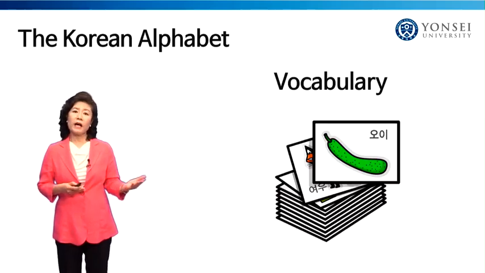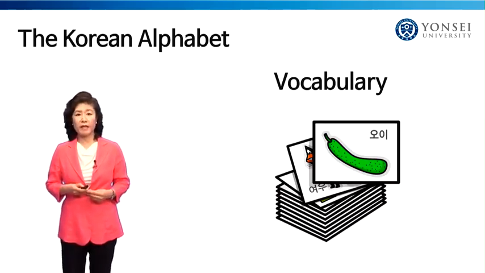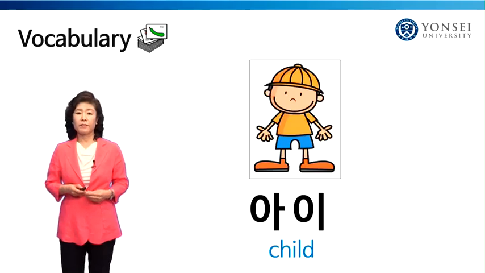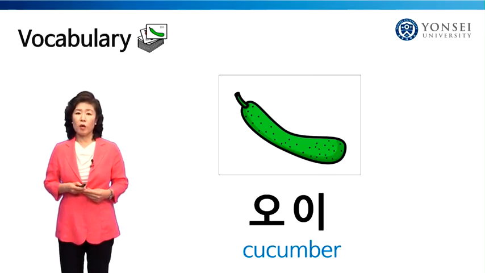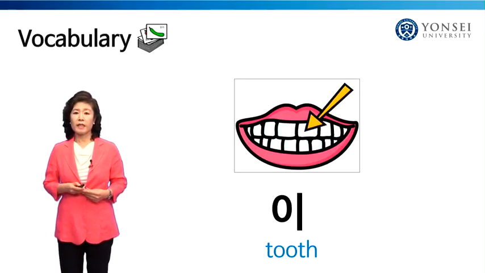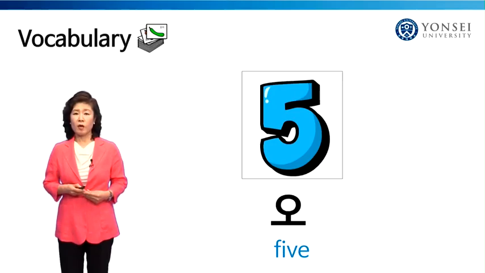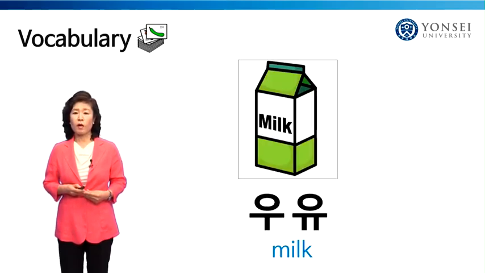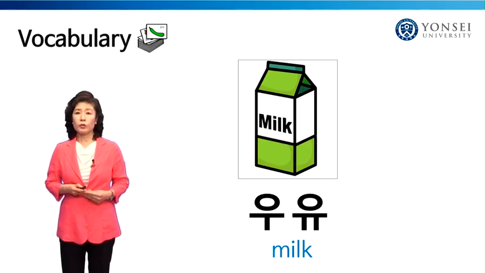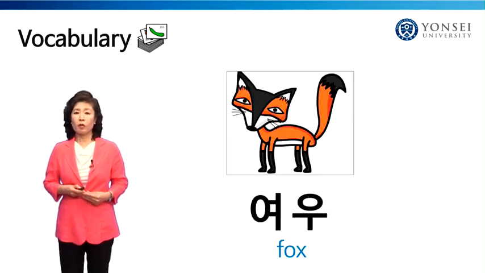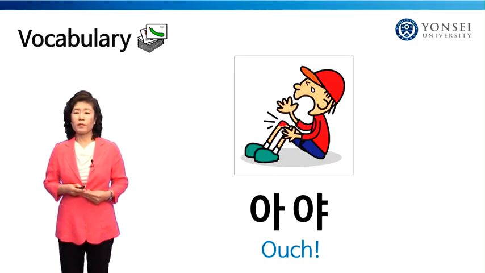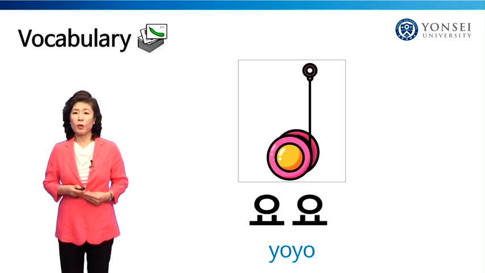Okay, let's read out loud the following words. Repeat after me. I, oi, e, e, o, uyu, yau, aya, yo-yo.